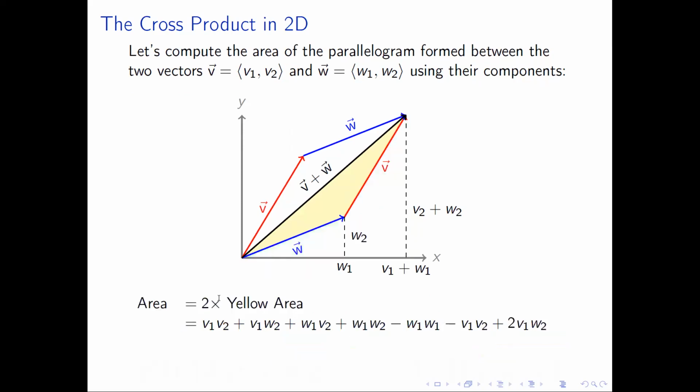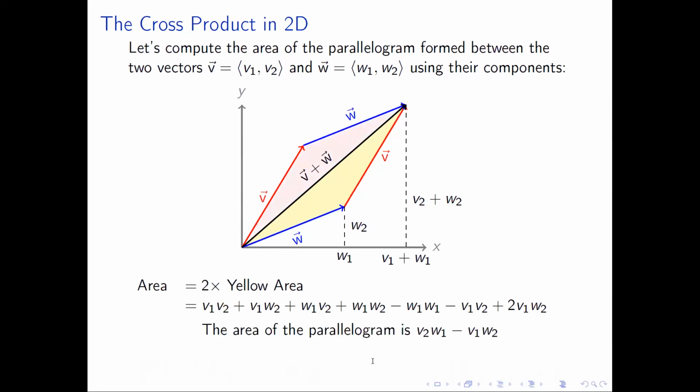If I clean up my algebra, this is the algebra, multiply it by 2, I get this expression. Clean it further, that's homework for you guys, and you end up with the area of the parallelogram being equal to V2 W1 minus V1 W2.